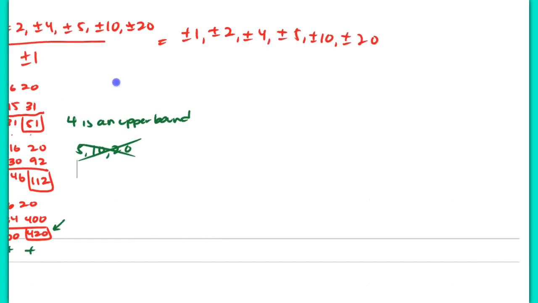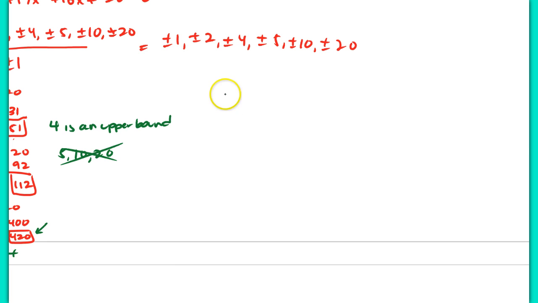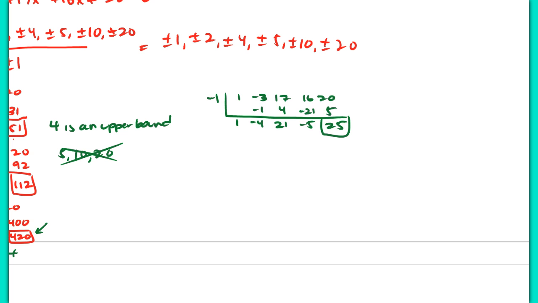Now, I would test negative values. So I'm going to test -1 within my polynomial equation. And this time when I test -1, I see that I have a remainder of 25, which means that -1 is not a root. However, the signs do switch, positive and negative, they alternate. Okay, so because the signs are alternating, that means that -1 is a lower bound for this polynomial equation as well. So that means I can eliminate any of the other choices, -2, -4, -5, -10, -20.